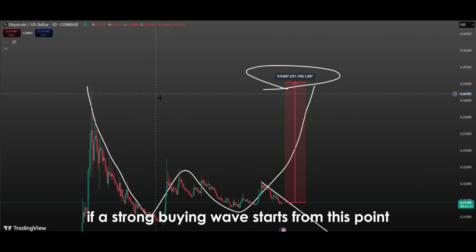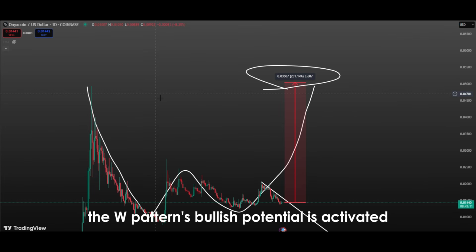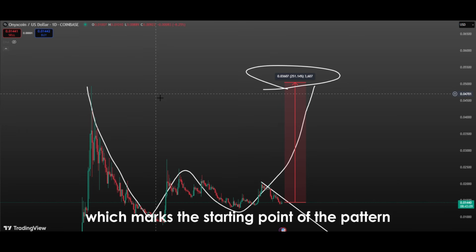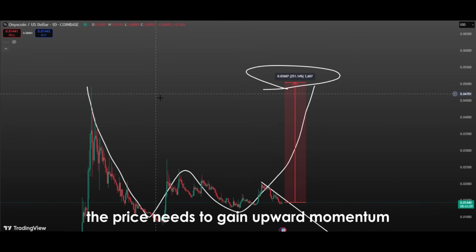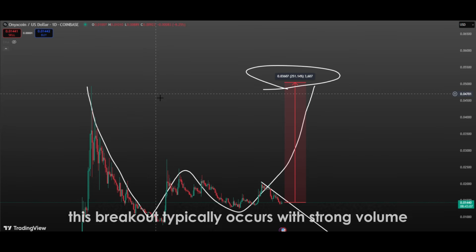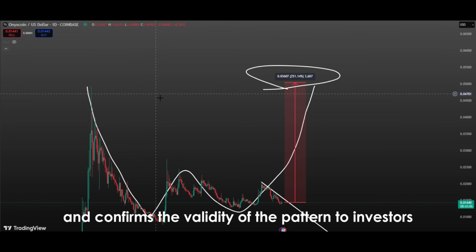If a strong buying wave starts from this point, the W pattern's bullish potential is activated, and the price is expected to rise up to the neckline, which marks the starting point of the pattern. To complete the W pattern, the price needs to gain upward momentum after the second bottom and break above the middle peak, also known as the neckline. This breakout typically occurs with strong volume and confirms the validity of the pattern to investors.